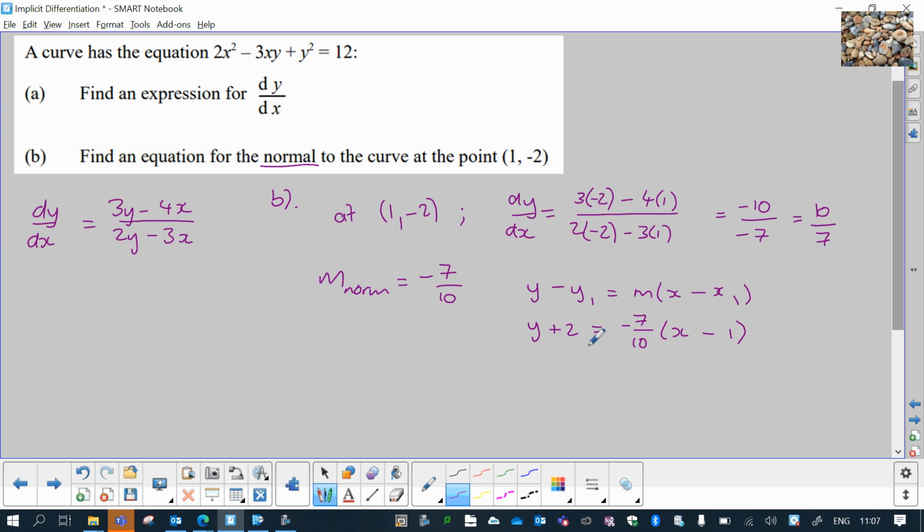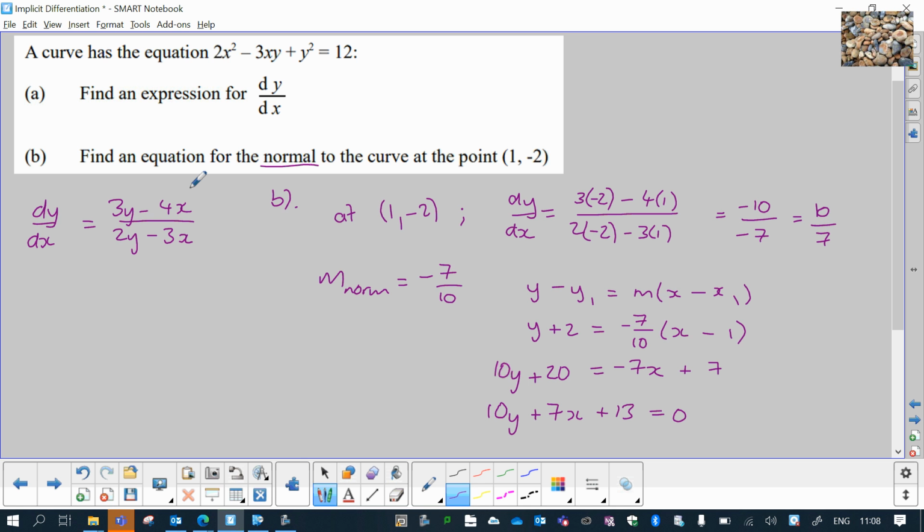And we're going to multiply through by the 10. 10y plus 20 is minus 7x plus 7. And then we've got 10y plus 7x plus 13 equals 0. And we're done. Now the reason I've written it in that form is only because the gradient is given as a fraction and the question doesn't specify what form to write it in.